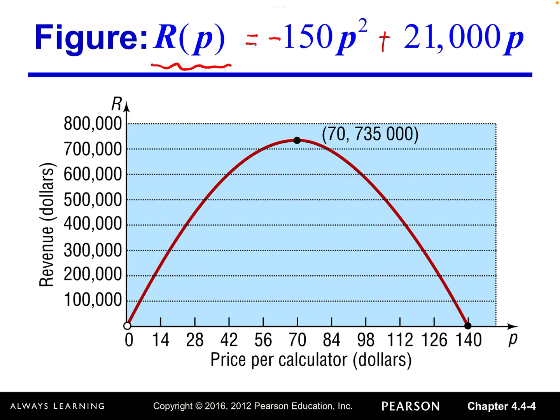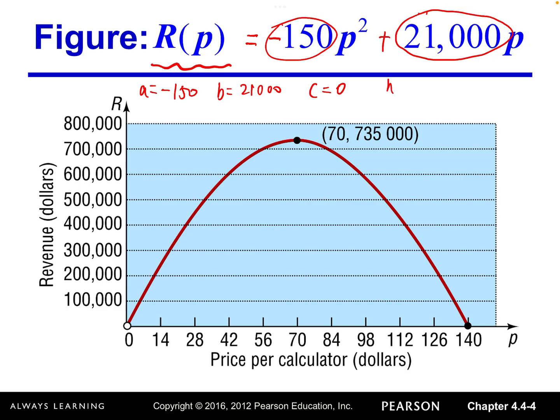All right, so given the quadratic function, we need to identify the a, b, c coefficients, right? So a equals negative 150, the numerical value of the x second power term. b equals 21,000, the numerical value of the first power term. And c, we don't have a constant term, so c equals 0. All right, and then find the vertex. Vertex is denoted as (h, k). h is the x coordinate of the vertex, k is the y coordinate of the vertex.